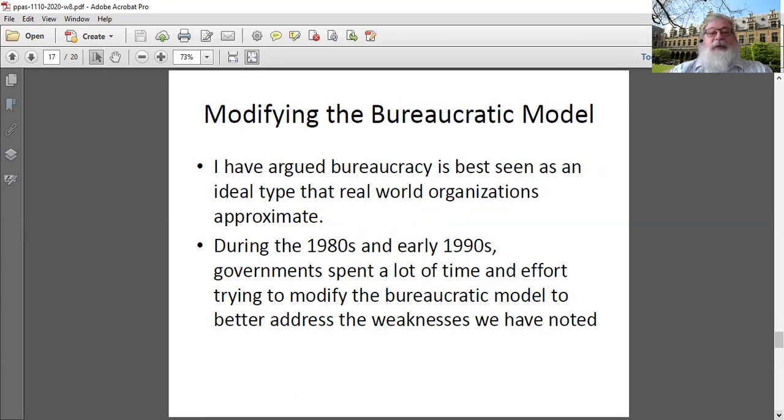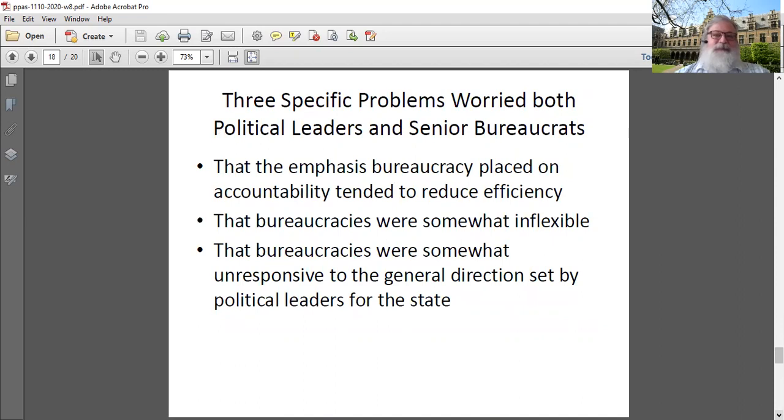Now, I've already argued that bureaucracy is best seen as an ideal type that real world organizations approximate but don't perfectly mimic. During the 80s and 90s, government spent a lot of time and effort trying to modify the bureaucratic model to better address some of those weaknesses we have noted and discussed. Three specific problems tended to worry political leaders and the senior bureaucrats that advised them. The first was that the emphasis bureaucracy placed on accountability tended to reduce efficiency by stifling innovation.